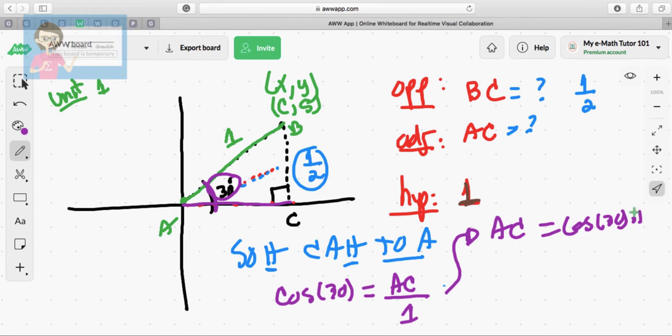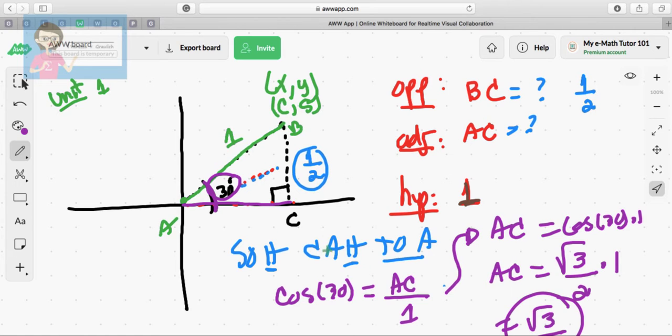You go in your calculator, make sure that you are in degrees, because if you're in radians, you're going to get a different answer. And I see that AC is equal to square root of 3 over 2 times 1. So this guy right here is square root of 3 over 2.